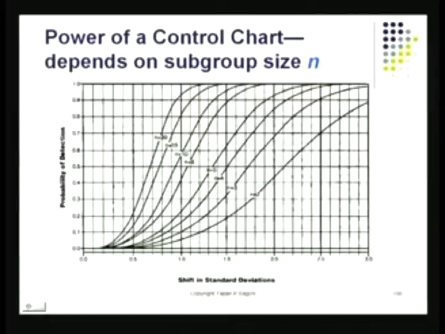So let's say you're drawing the X bar R chart, and in doing that, suppose it turned out that you had a choice of sample sizes. Something you've got to remember is, when you collect a sample, these bottles of water, how many should you collect and when should you collect them? How many you should collect would depend on the power that you want in the chart.